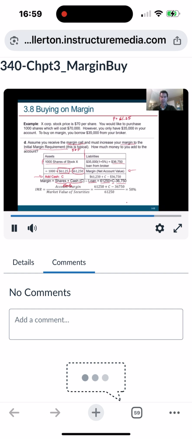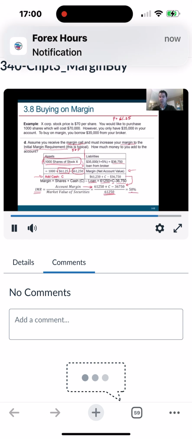And then what do they want me to do? They want me to bring my margin percent back up to the initial margin requirement, which is 50%. So I calculate that margin percent. Margin percent is account margin, which I calculated there. It's the $61,250 plus C minus the amount that I owe to the broker, divided by the market value of the securities. How much are they worth? $61,250. This ratio needs to be 50%.